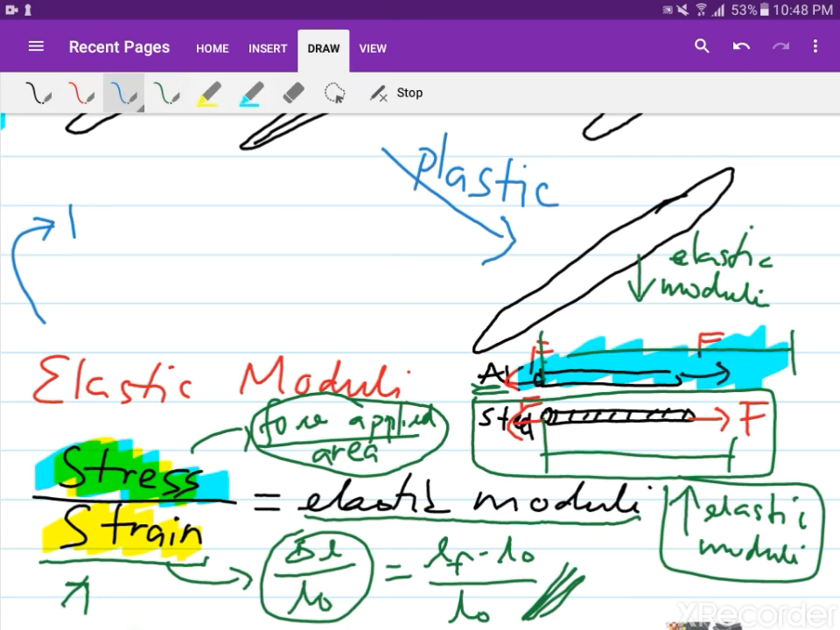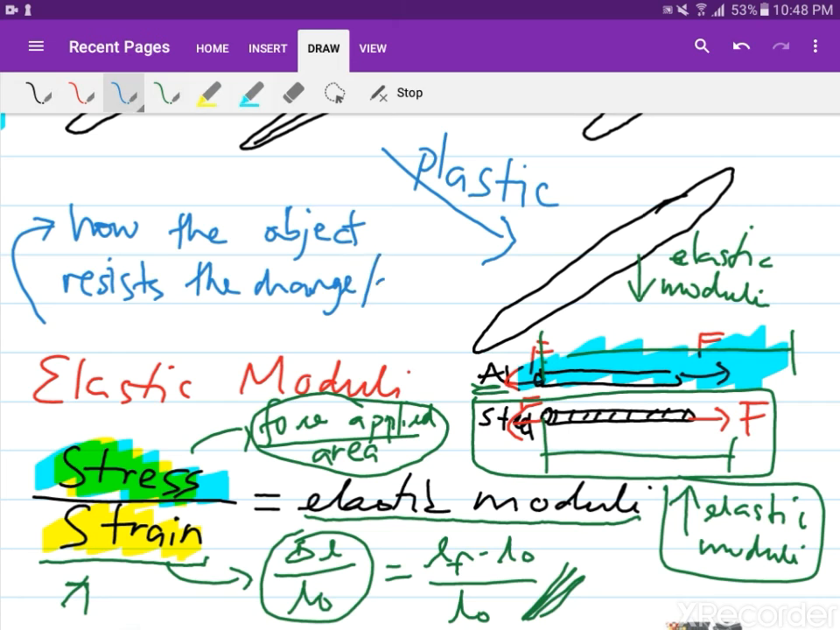So in other words, elastic moduli is how the object resists the change or deformation caused by the force. So when you have a larger elastic moduli, the object wouldn't change that much of its shape. When you have a low elastic moduli, on the other hand, the object will change by a large amount in its shape.